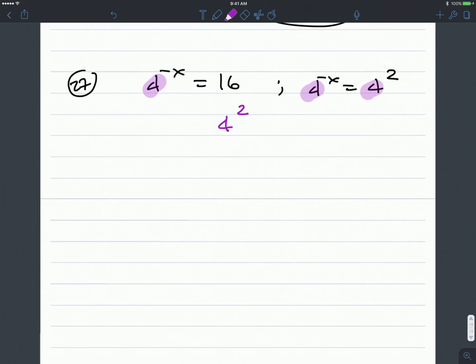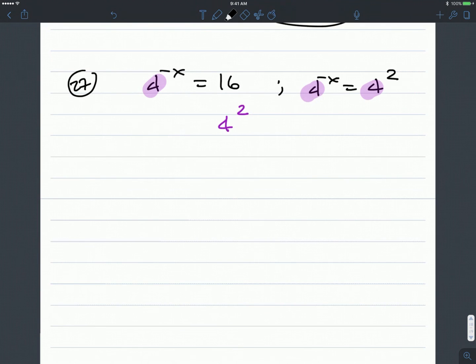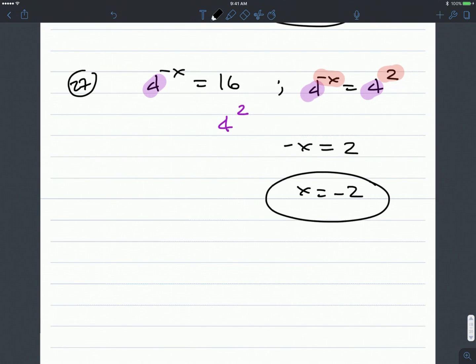4 base, 4 base. What does that mean about my powers? Negative x has to be what? 2. Look at that. If negative x is 2, what is x? Negative 2. You guys can do that. Is that true? Now, that's it. You're what?